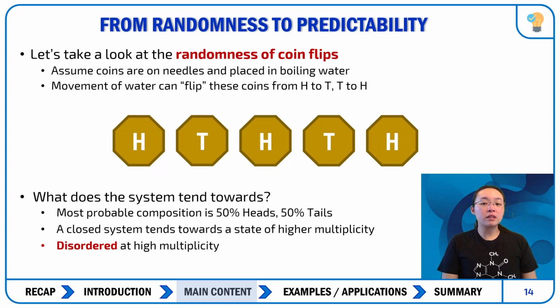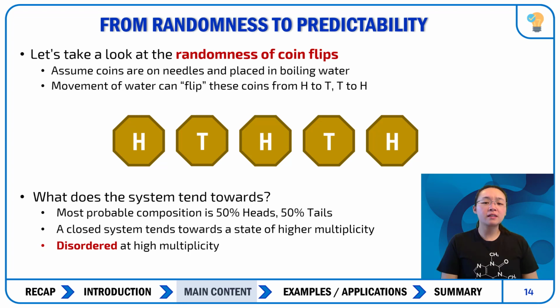A closed system is going to tend towards a higher state of multiplicity. So that means if the most probable composition is 50-50 heads and tails, it has a higher multiplicity, and that means a higher disorder. And that disorder means that there is a greater number of each option. So just to recap, if you have greater disorder, that means there are more ways that you can rearrange things. And it's good to remember that at high multiplicities, there's going to be higher disorder.